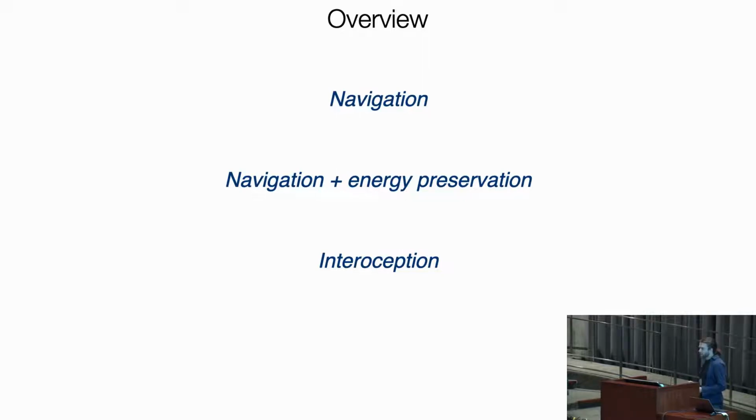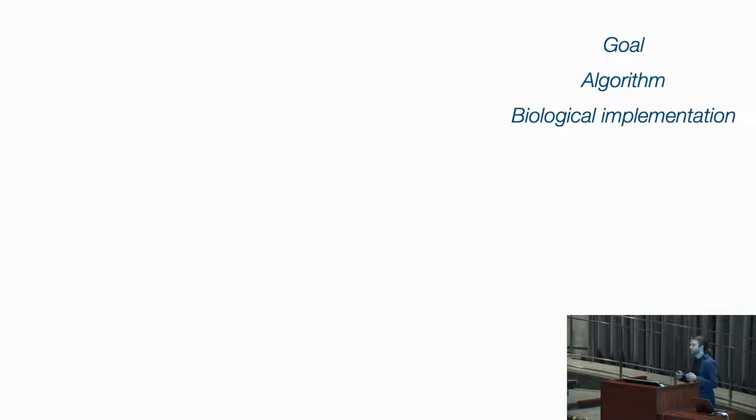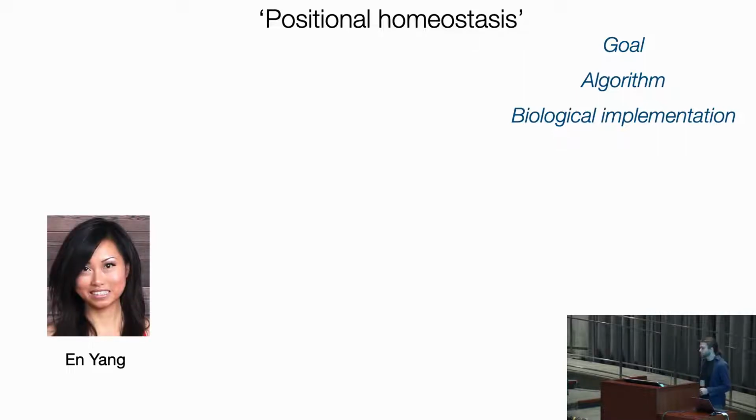In a recent study on navigation, we often frame our biological questions in terms of the goal of the system, the algorithm the system uses, and the biological implementation of this algorithm. In this case, the goal of the animal that I'm going to show you is what we call positional homeostasis. This is work by N. Young, a very talented postdoc in the lab, and collaborators.